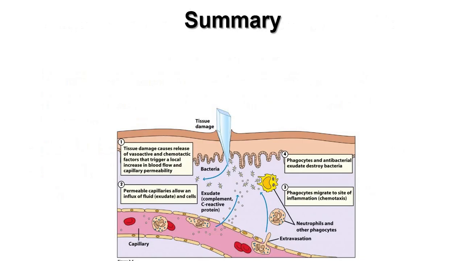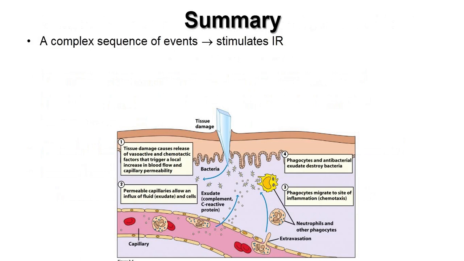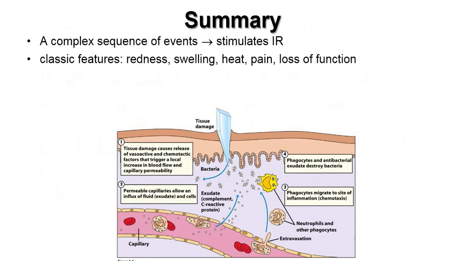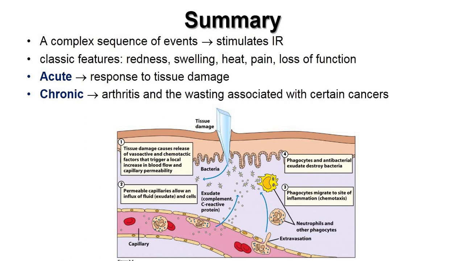Finally, to summarize, this is again adapted from Kuby's immunology. These are the 4 steps. Step 1, a complex sequence of events: redness, swelling, heat, pain, loss of function, that is functio laesa. Acute inflammation is a response to tissue damage. Chronic inflammation, which we studied now, is arthritis and wasting disease. You have 4 steps: initially vasodilation followed by vasoconstriction, more and more blood flow causes tissue permeability.